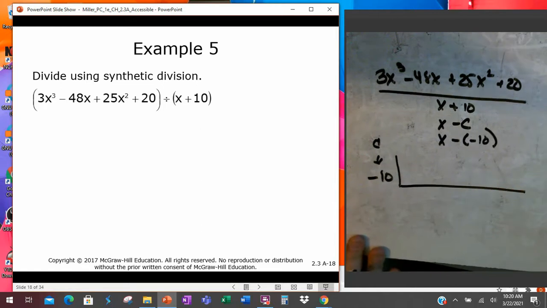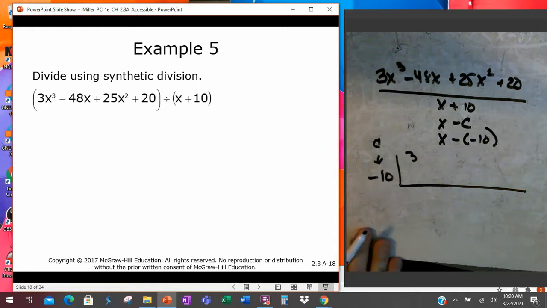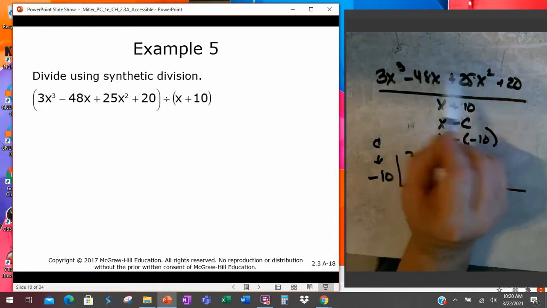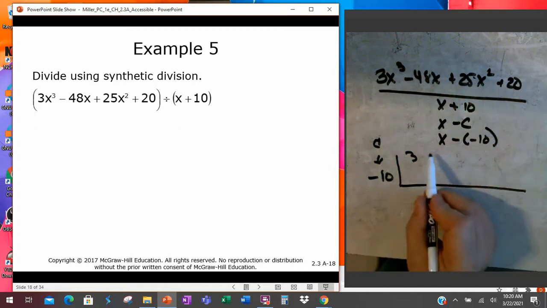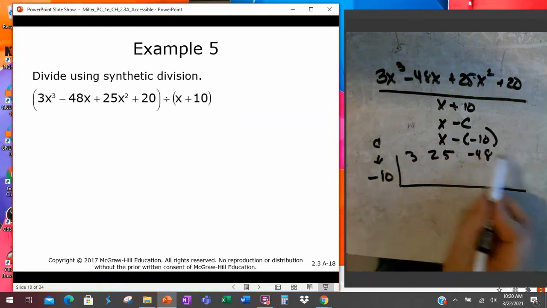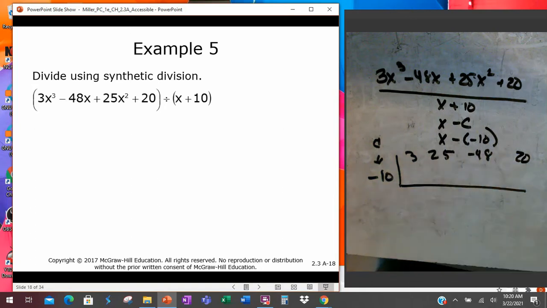That's my negative 10. And now my 3x cubed. I need this to be in correct order, so this needs to be 25 minus 48 and then 20. 3, 2, 1, 0. That needs to be in that order. It needs to be in countdown.